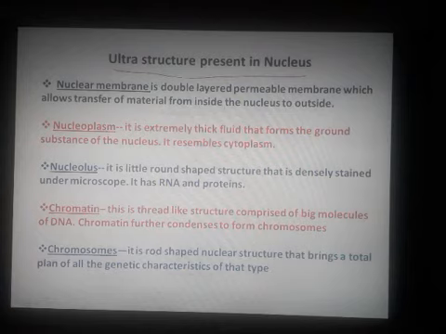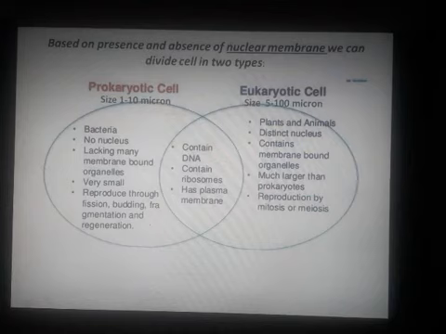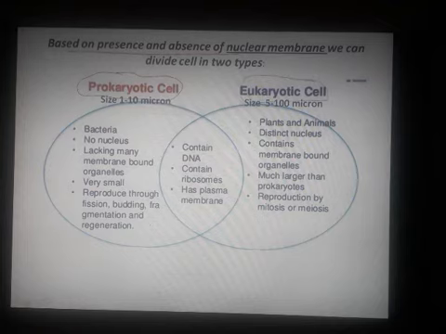Now depending on the presence and absence of the nuclear membrane, you can further divide cells into two types. That means in some cells no nuclear membrane is present. Cells where there is no nuclear membrane, that is the nucleus is not well defined, are known as prokaryotic cells. And those where the nuclear membrane is present are known as eukaryotic cells. Here I have shown you the difference between prokaryotic and eukaryotic cells, and in between is the similarity.